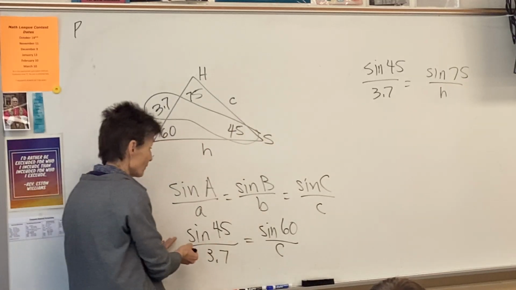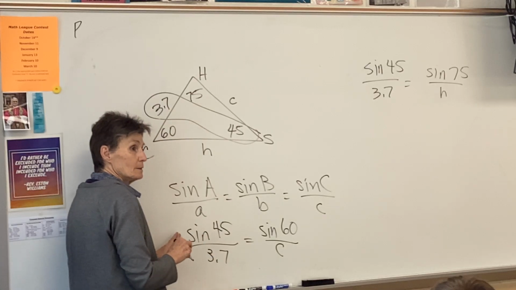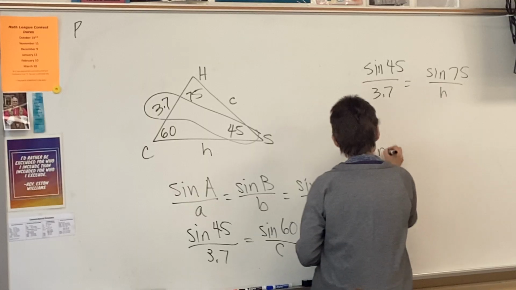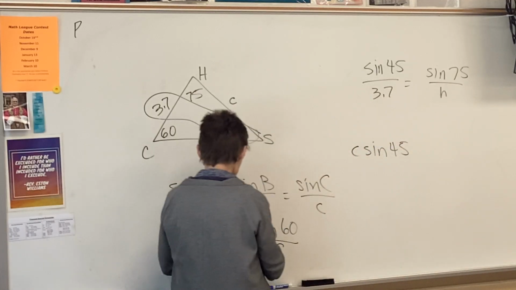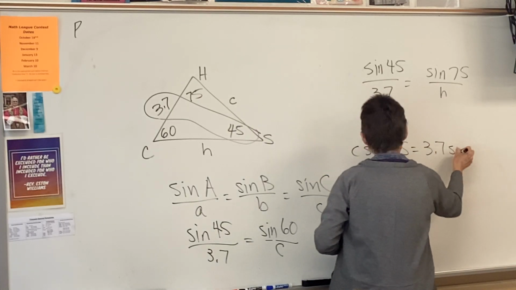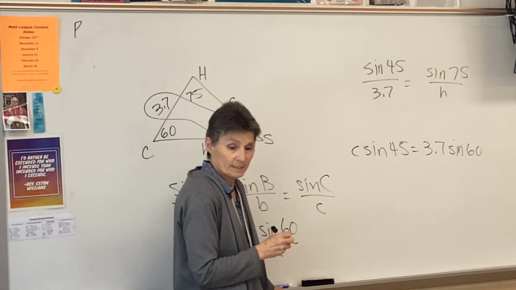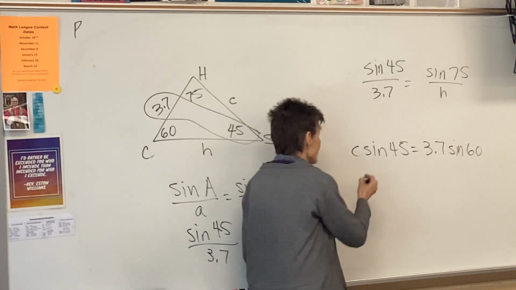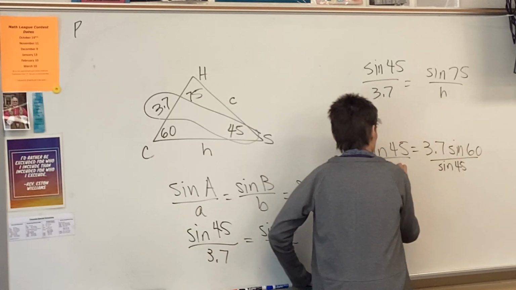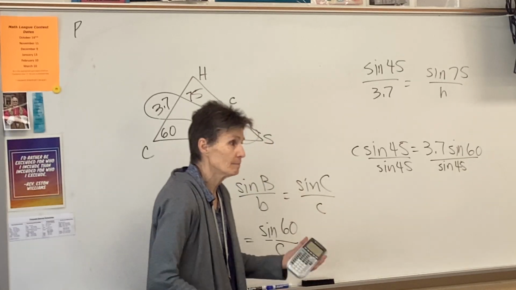Okay, so let's look at the first one. How do we solve a proportion? Cross multiply. So C times sine 45 equals 3.7 sine 60. And then keeping in mind that we're solving for C, we're going to divide by sine 45. And then we're going to go to our trusty calculator.